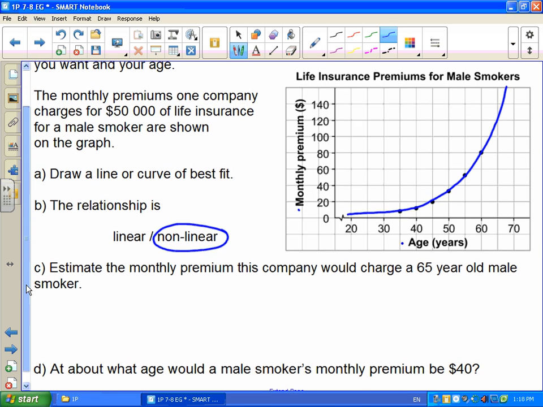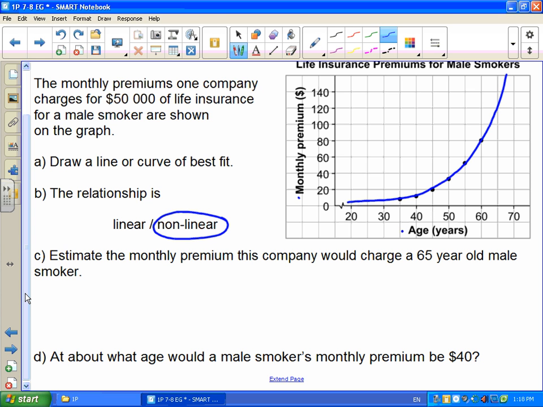And then we have some questions that were asked based on this graph. Estimate the monthly premium this company would charge a 65-year-old male smoker. Well, we want to find 65 years on the graph. So 65 would be right here. And then we want to go up to our line of best fit, and then we want to go across to estimate the premium. So we're going up and across. And that looks like the premium would be about, I don't know, a little bit above 120, so maybe $122.